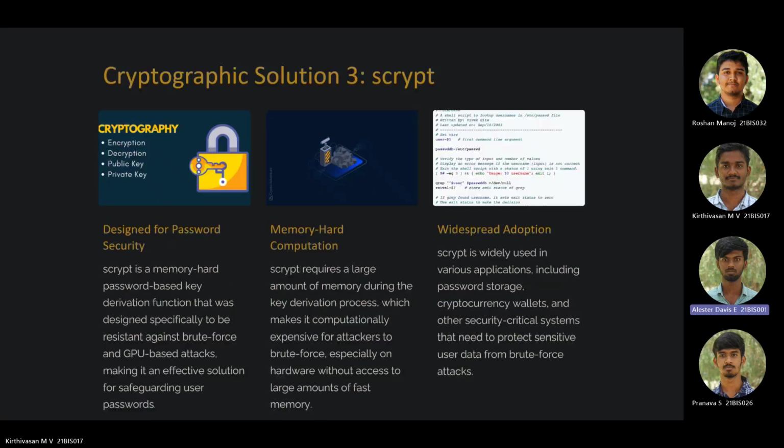So moving on to solution three, which is scrypt. It is designed for password security. It is a memory hard password based key derivation function that was designed specifically to be resistant against brute force and GPU based attacks. And it has memory hard computation, and it has wide adoption. It is widely used in various applications including password storage and cryptocurrency wallets, etc.